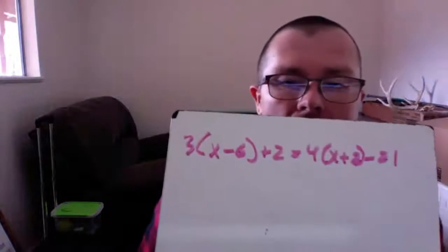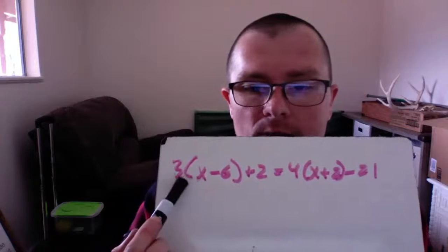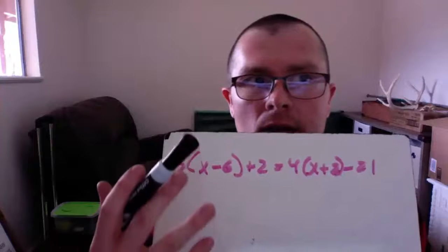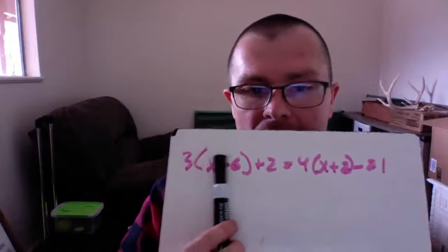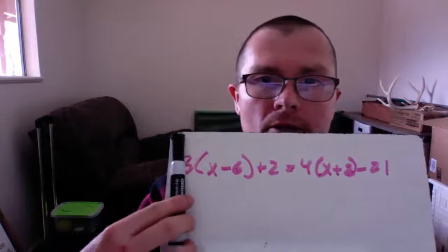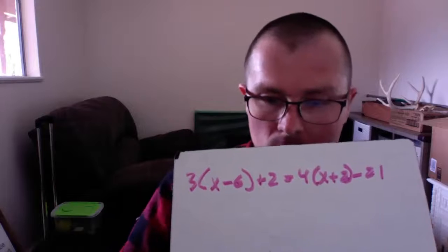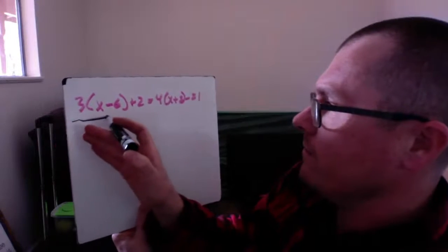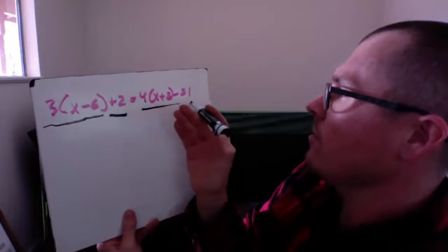What does it mean to be a term? So we have 4 terms right here. This multiplication always binds numbers and variables to one term. So because there's a parentheses, that's bound to being one term. Now the 3 being multiplied to the parentheses, this is all one term. So right now we have 4 terms. We have one term, second term, third term, fourth term.